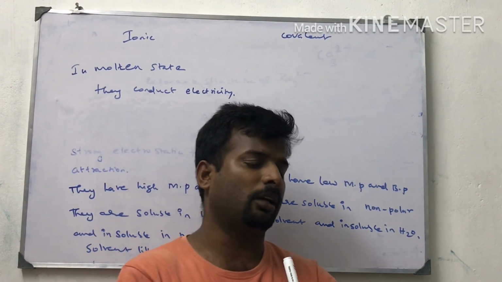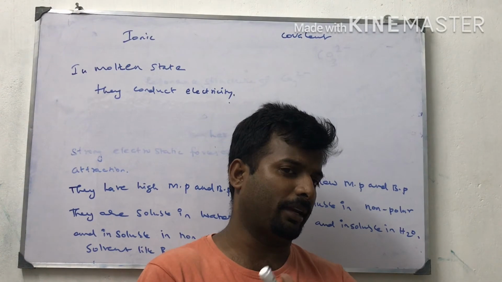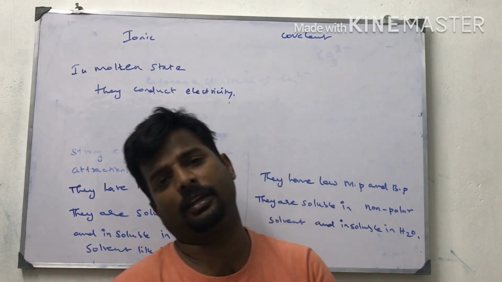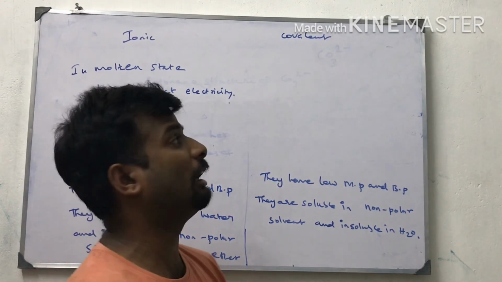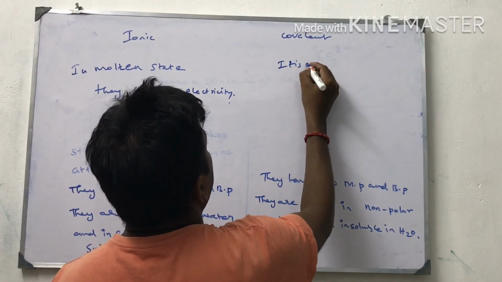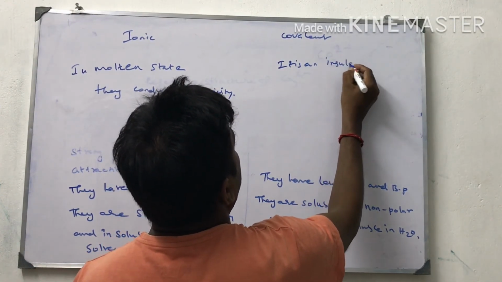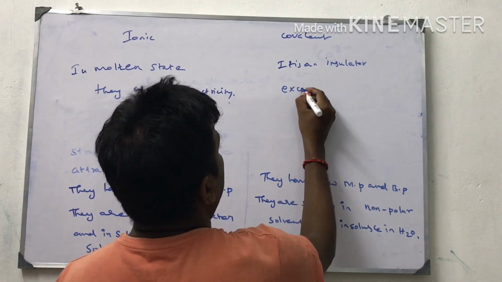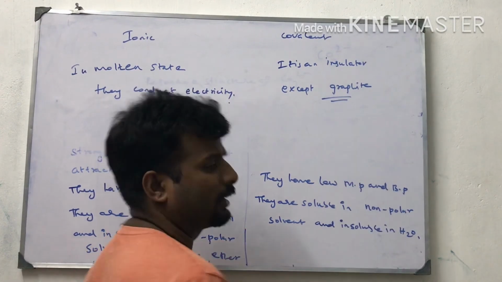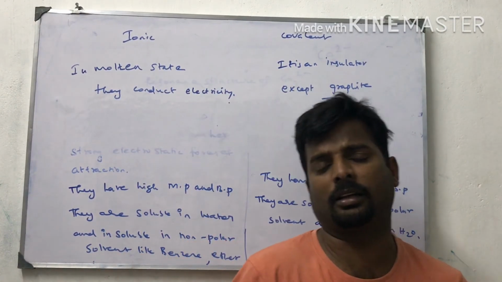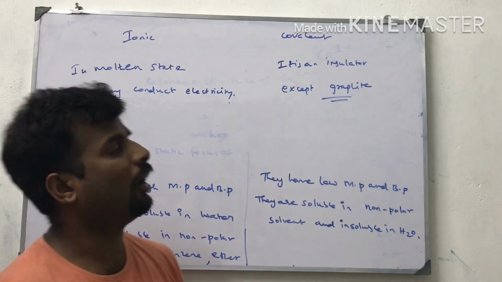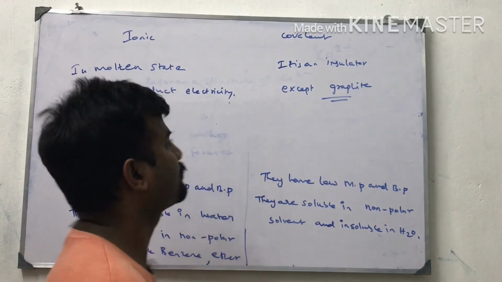So I will heat one part of an iron rod. In a second, the heat travels through the electrons and reaches the other end. So it is a good conductor of electricity. But in the case of covalent compounds, they are insulators. Except graphite. Graphite is a very good conductor of electricity because it contains a free electron. So that free electron carries the current. So except graphite, all are insulators.